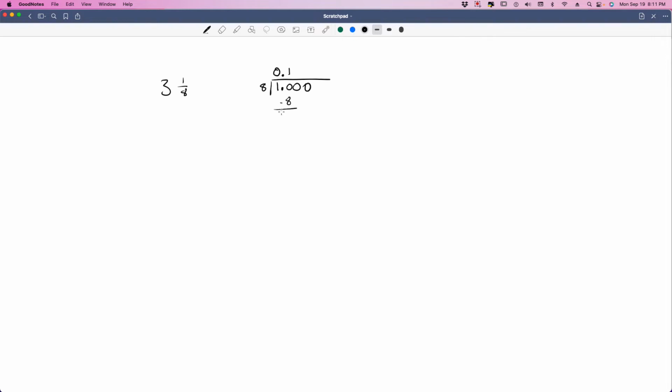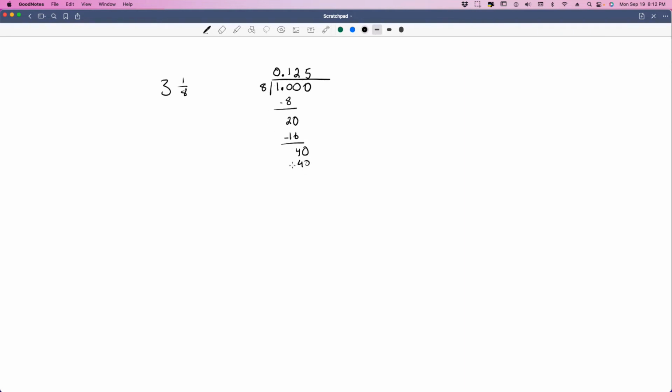I'm going to bring down my next digit because I can't get 8 into 2, but I can get 8 into 20. 8 goes into 20 2 times. 2 times 8 is 16. I'm going to subtract that and see what's left. I have a 4. So I'm going to bring down the final 0. And let's see if I can get 8 into 40. Yes, I can. 8 times 5 is 40. So I write my 40 here. I subtract it, and I have nothing left. So that means this is my decimal.